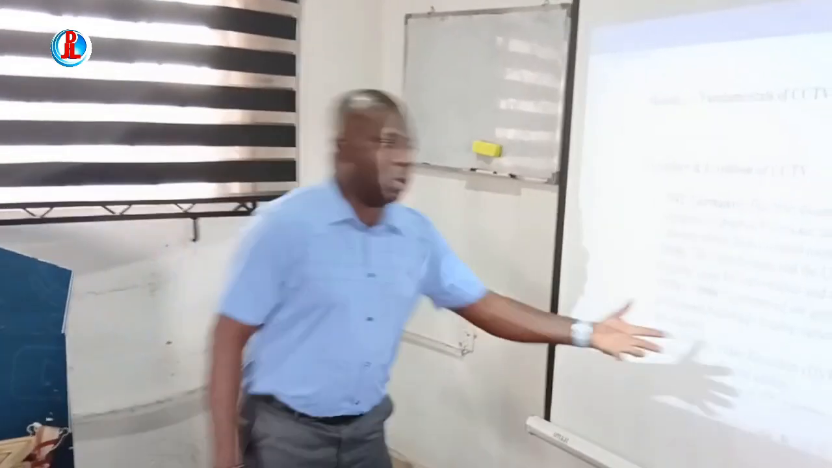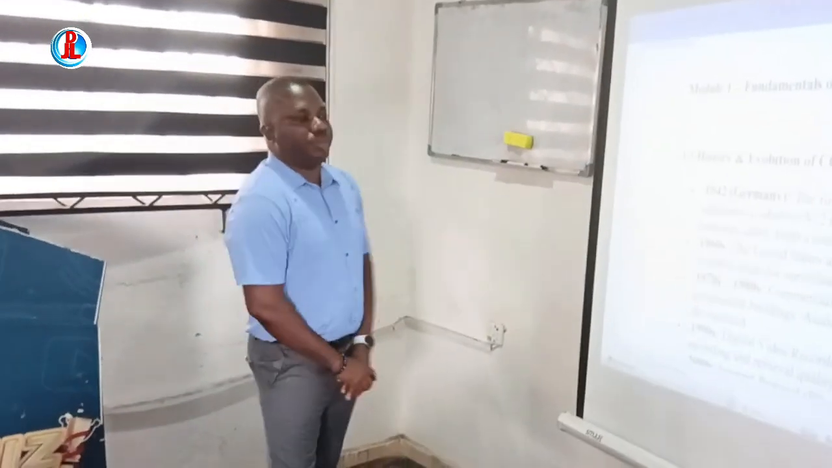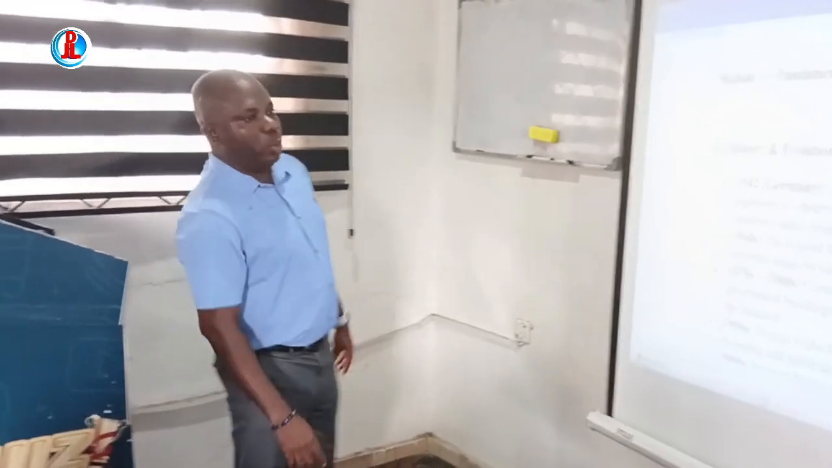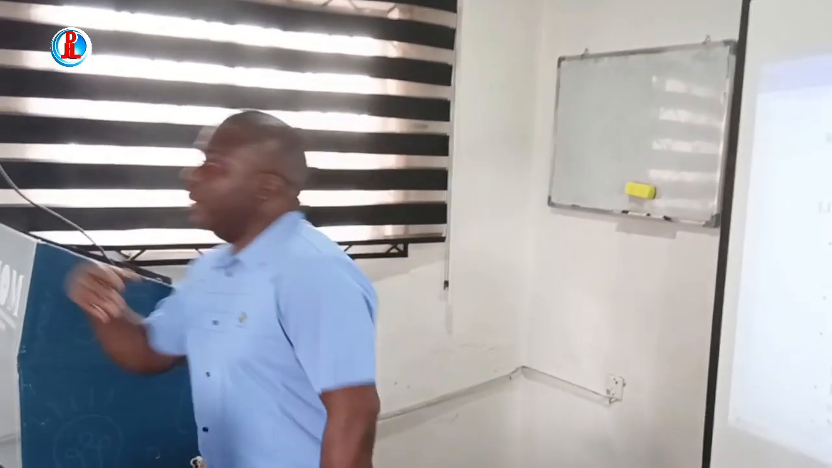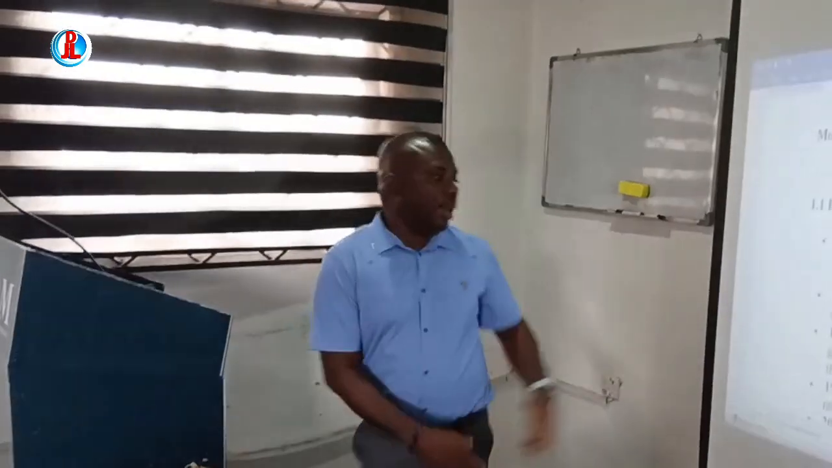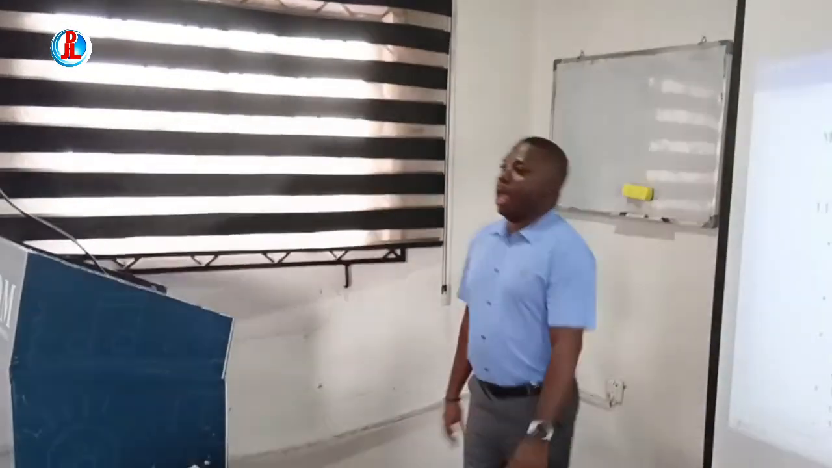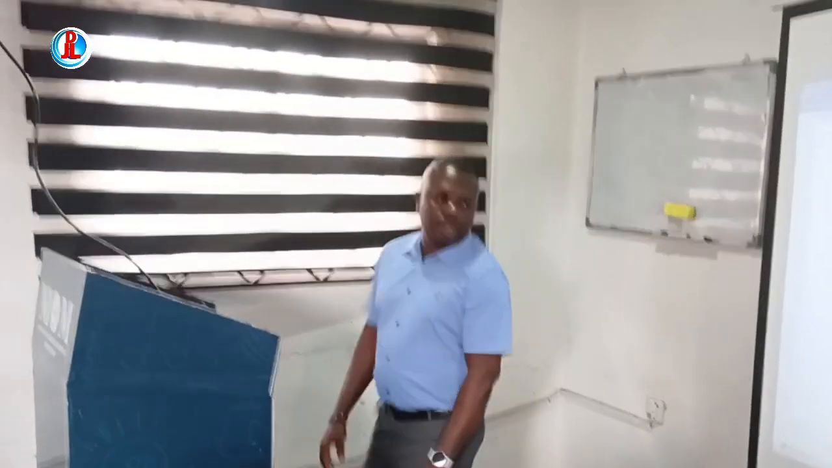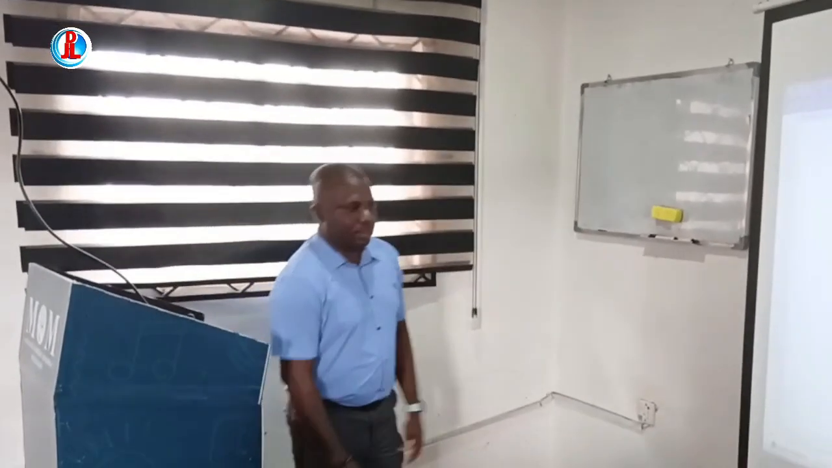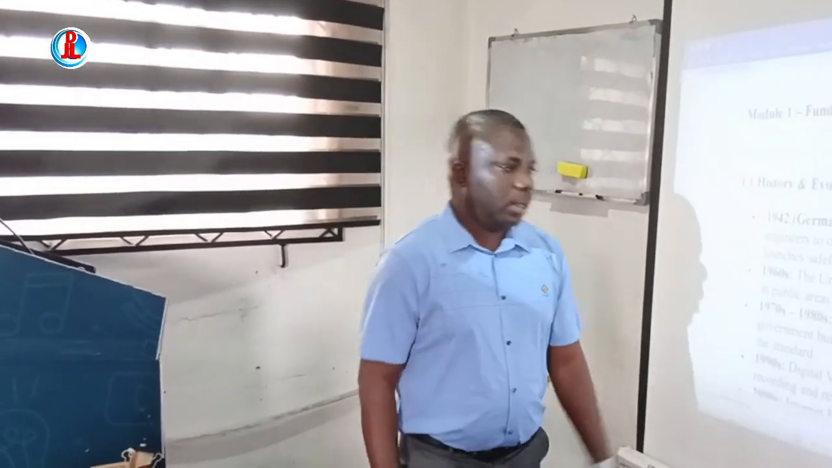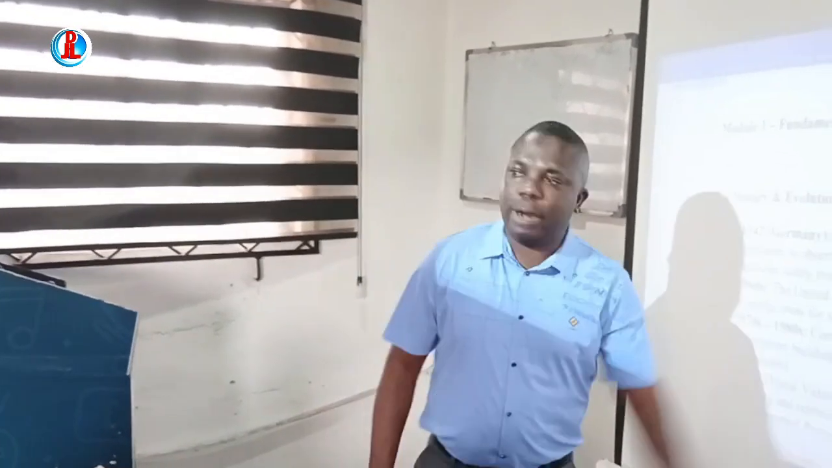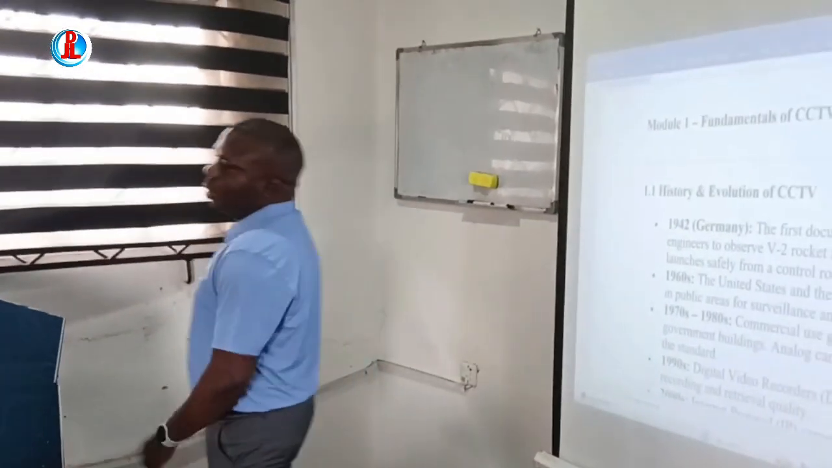Analog cameras with coaxial cable and VCRs were the standard. In those days, what they actually used was analog cameras, as at that time, life had not gone digital like this. Then in 1990, digital video recorder DVR replaced VCR. What is VCR?